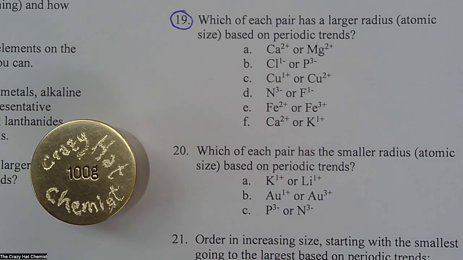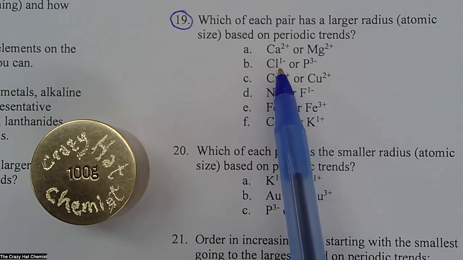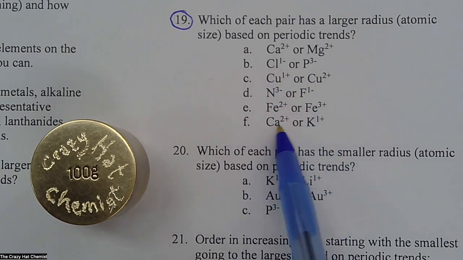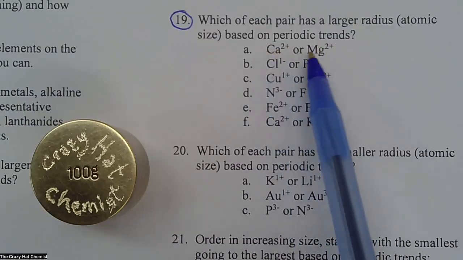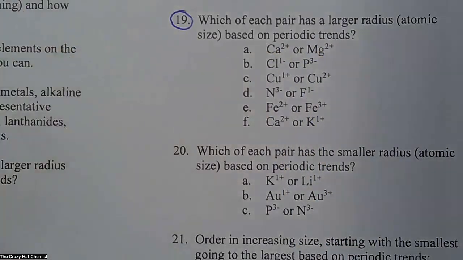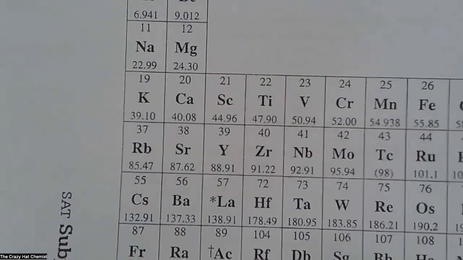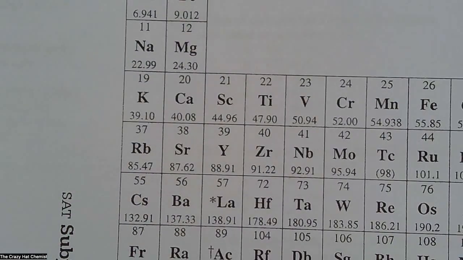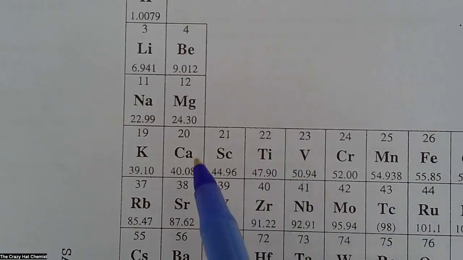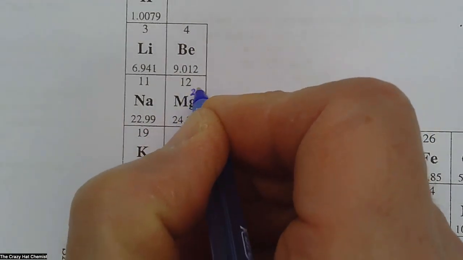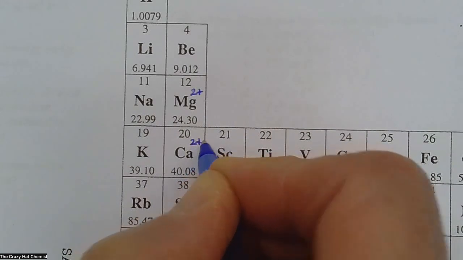So what we're going to have to do is pull out a periodic table and compare these. So notice that all the ones that we are discussing here, we have 2 cations in this first one. So what we're going to do is pull out our periodic table, and we are going to be comparing the calcium ion versus the magnesium ion. All right, so here we go. So here's our periodic table, and it's the magnesium ion and the calcium ion.